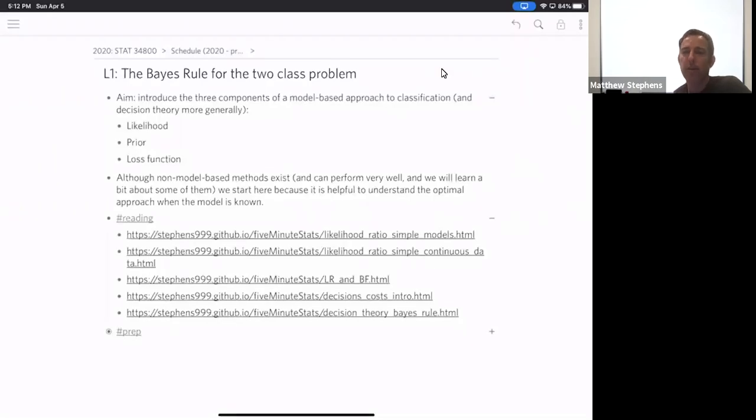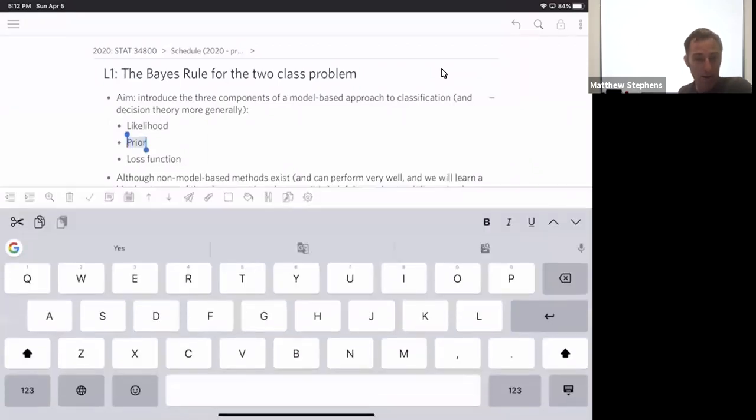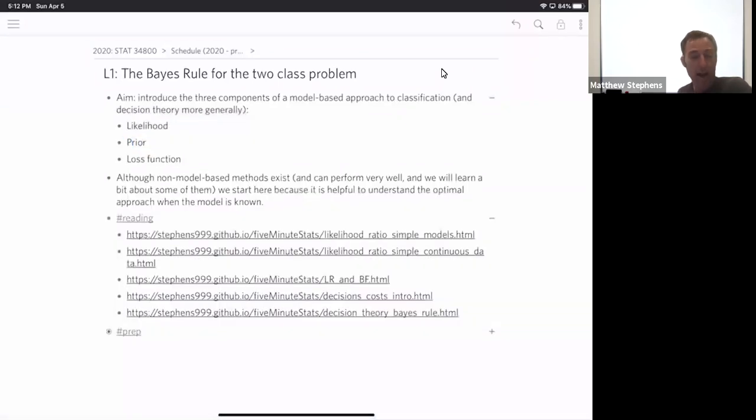Okay, so we've talked about the first two components of a decision problem: the likelihood part, which quantifies what the data say, and the prior part of the decision problem. So that's this bit here. And the prior part quantifies how plausible the different classes are before you saw the data.